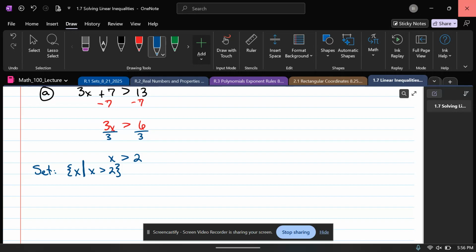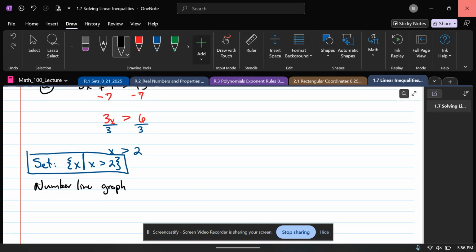That is set notation. That says all the x's, as long as x is greater than 2, work for this inequality. That's set notation. The next way is a number line. So a graph on a number line.